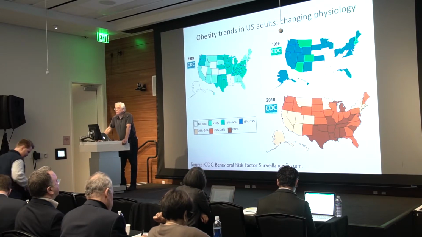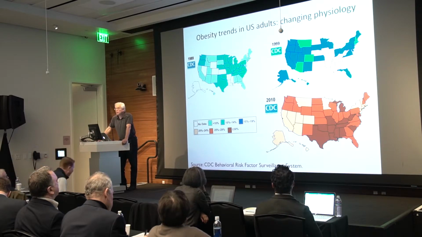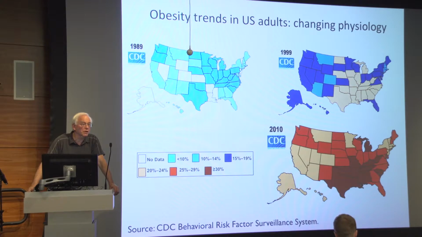I think most of you are familiar with maps like this. This is from the CDC. And what it shows is that in 1989, there's no state in the United States where more than 14% of adults are obese. But by 2010, there's no state with less than 20% obesity, and the national average is about 30%. What's remarkable is that it is happening all over the United States, and the distance between the first and the last map is only 21 years. Something very powerful must be going on.